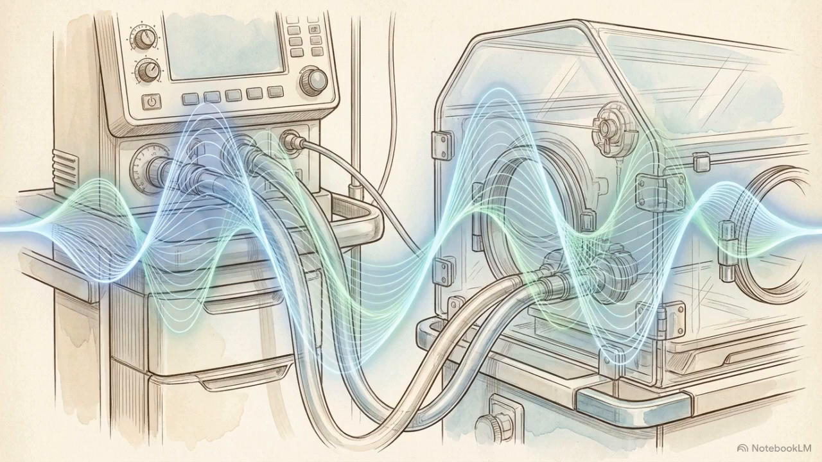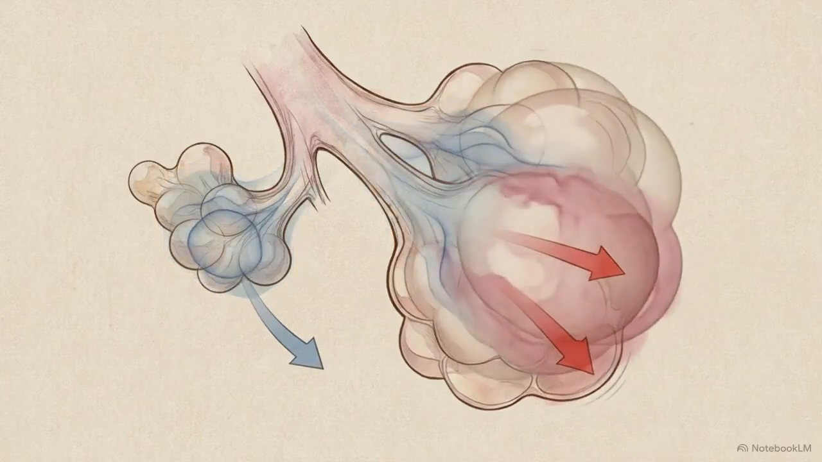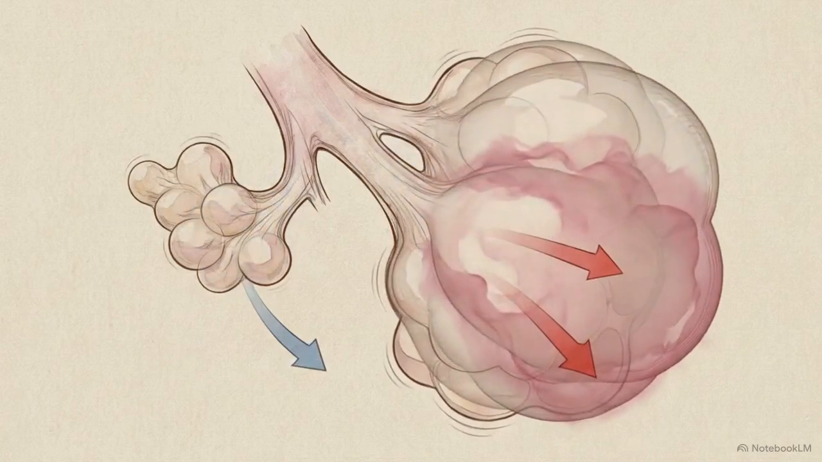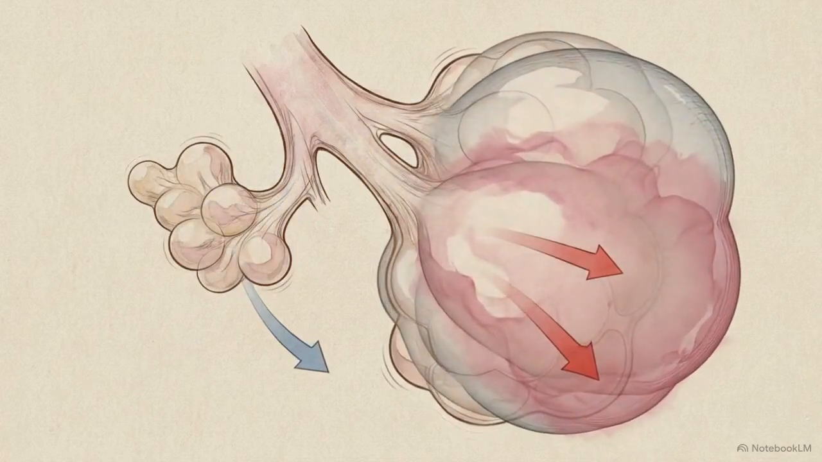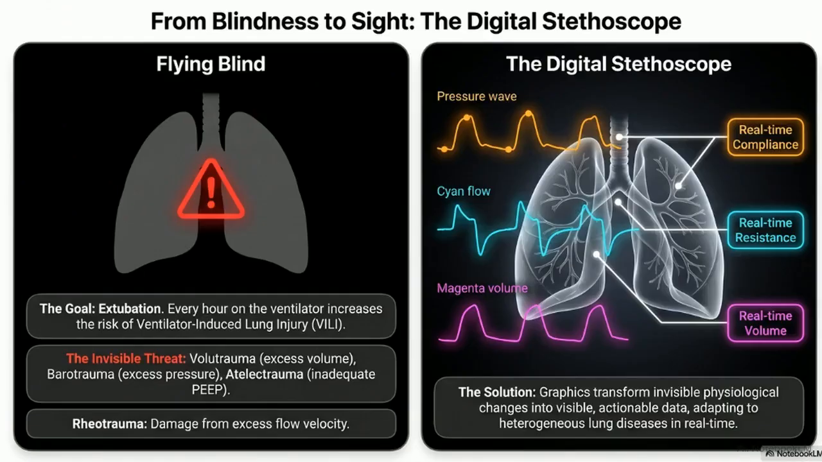Every hour a premature baby spends on a ventilator increases their risk of ventilator-induced lung injury. The constant mechanical pressure forces tiny, fragile alveoli to expand, and without precise control, that pressure stretches the tissue until it physically tears. This graphic displays the data gaps in traditional monitoring.